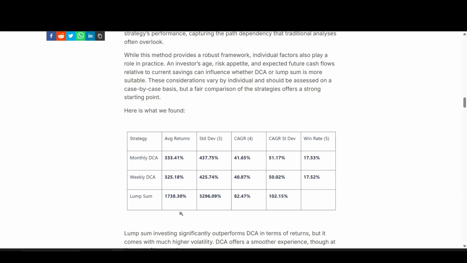Now here's the interesting one, lump sum, 1,738% performance, so 4 times as much as a DCA strategy, but your standard deviation, 3,300%, so nearly 9-10x the volatility of monthly and weekly DCAs. So it again plays into that need to be convicted, you need to know what you hold if you're going to lump sum that asset, and you need to be prepared to hold for the long term. Hodl is always the key.